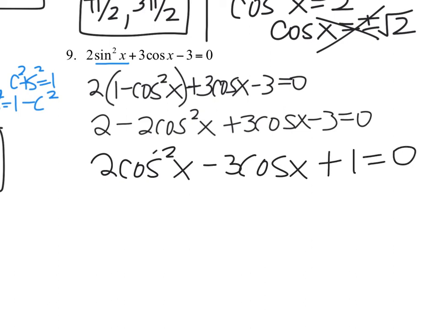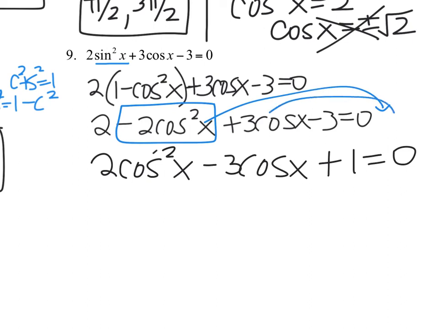Did I lose anybody on that step? Yes. I did. Okay. So see this negative cosine squared? I don't like my squared term to be negative. So I added it over to the other side. Then I subtracted 3 cosine x over to the other side. And then I have a 2 minus 3 is negative 1. So then I added that over to the other side. Okay. Yeah? Now, we need to factor.